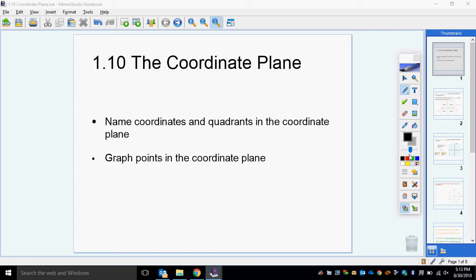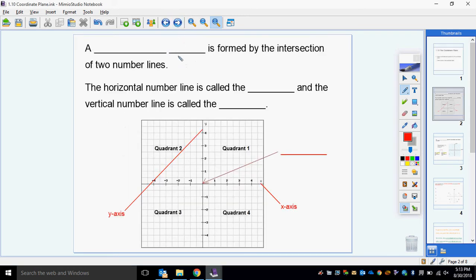10, the coordinate plane. We're going to be naming coordinates and quadrants and then graphing points in the coordinate plane. So let's talk about what it means. A coordinate plane is formed by the intersection of two number lines. So we already have seen the horizontal number line, but what if we intersected it with a vertical number line?